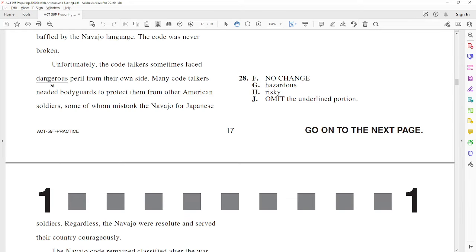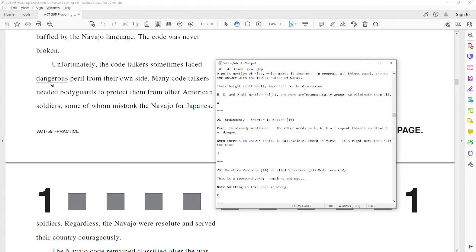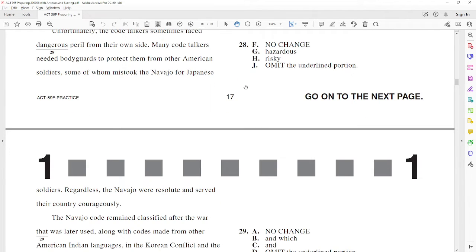And if we want to analyze all the choices, we can see that dangerous peril is redundant. Dangerous means perilous. Peril means danger. This is like saying the code talkers sometimes face dangerous danger. That's why that is wrong. Hazardous also means dangerous. Hazardous peril, dangerous hazards, perilous danger, perilous hazards, it would all be redundant, and risky also means dangerous. So F, G, and H are redundant. J is correct, and 28 does in fact have to do with redundancy. Shorter is better. So okay, that one is J.